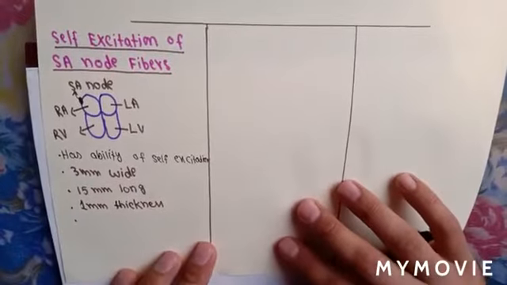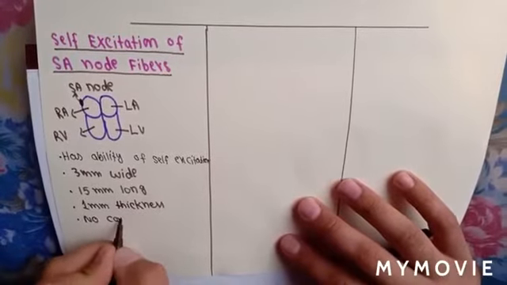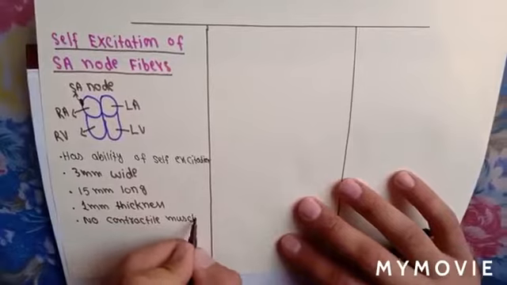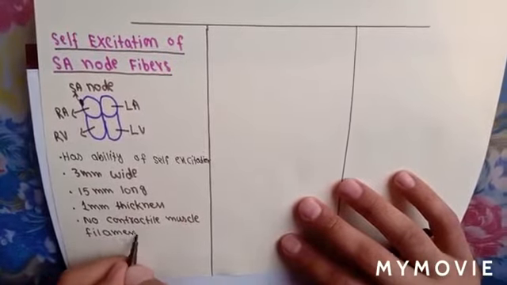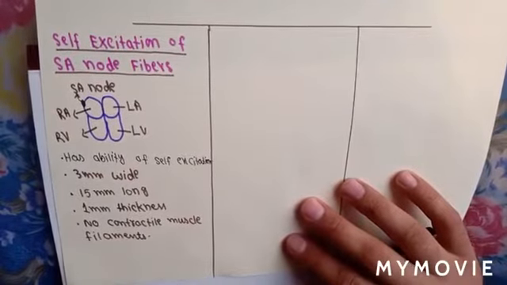Another thing regarding the SA node is that it has no contractile muscle filaments. Okay, no contractile muscle filaments, or it has no contractile muscle filament.